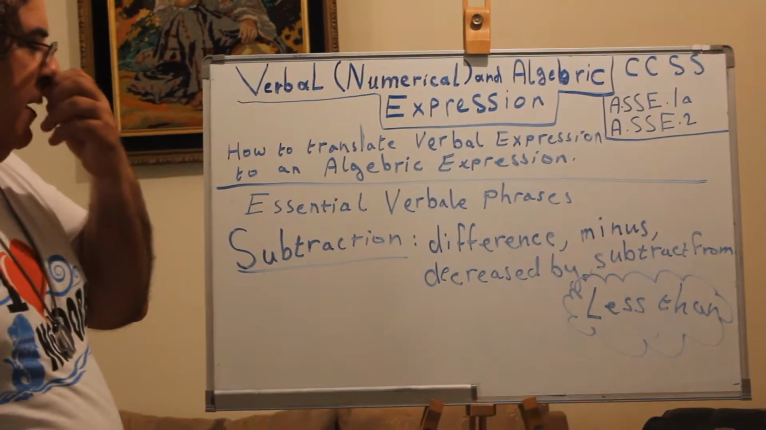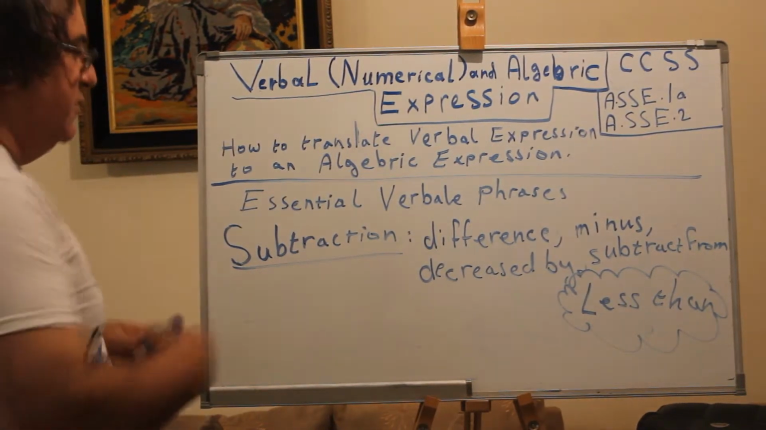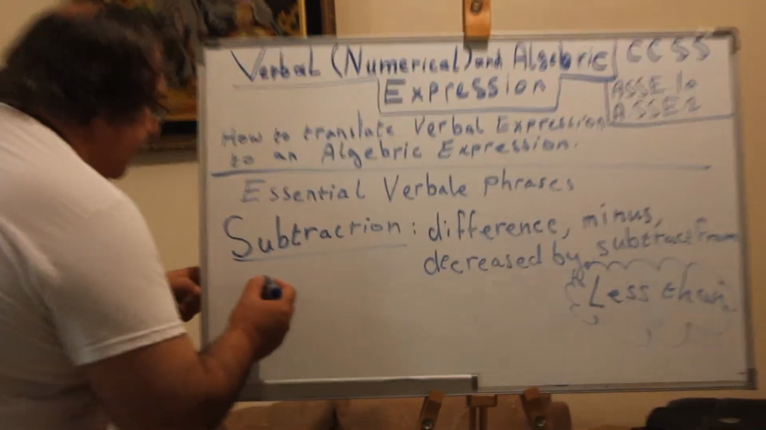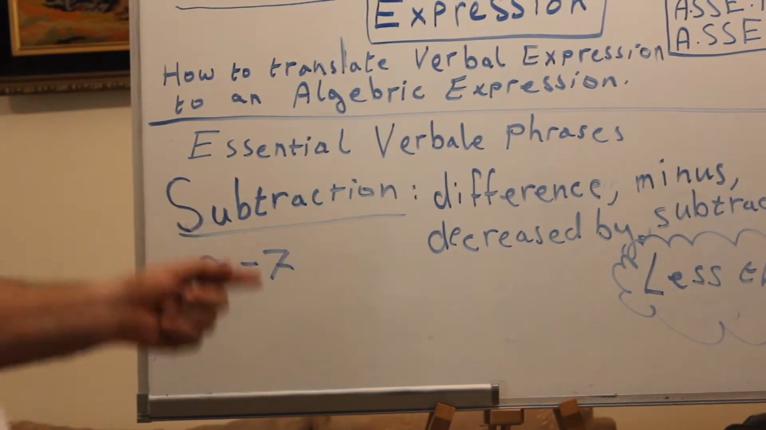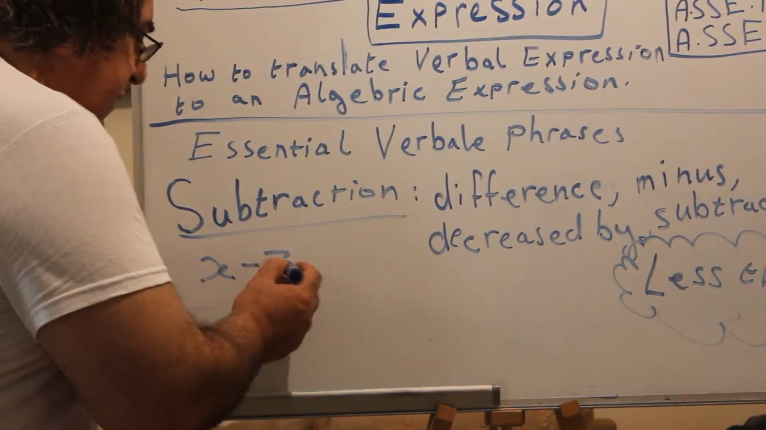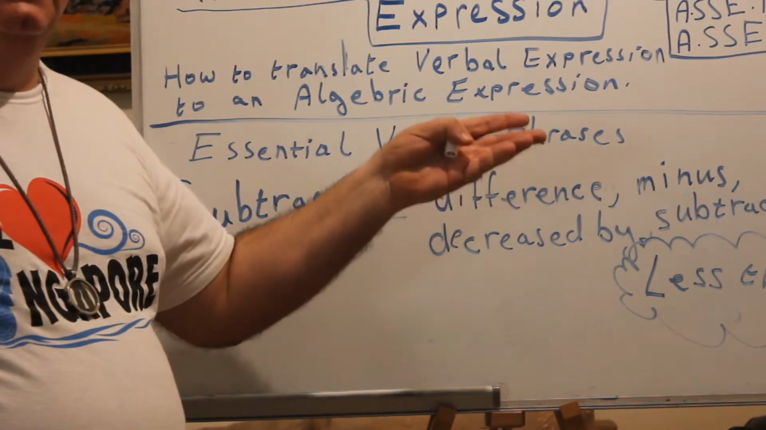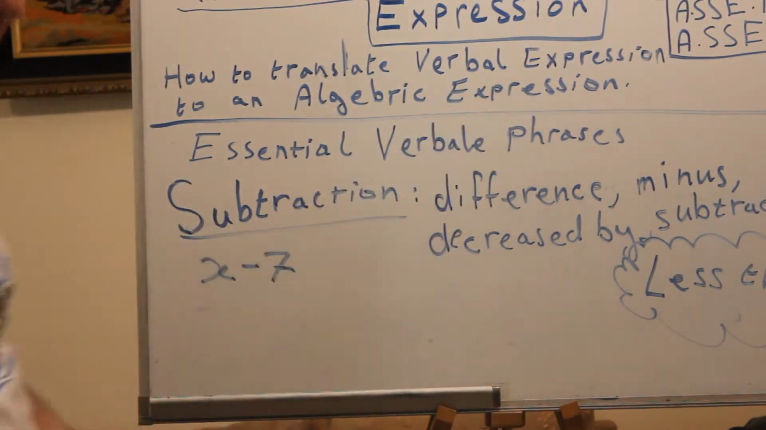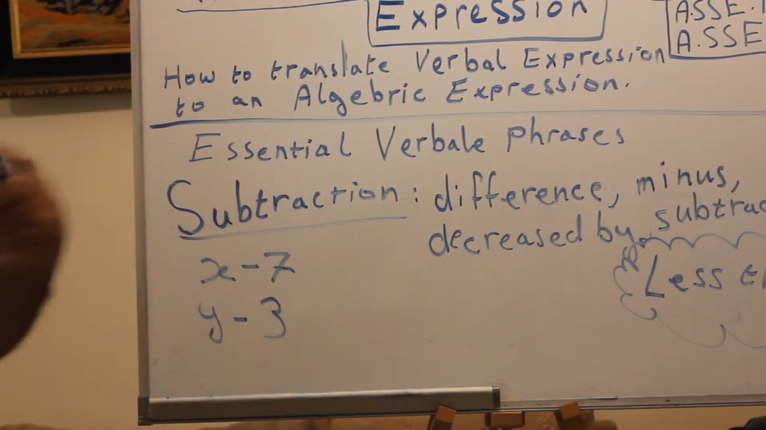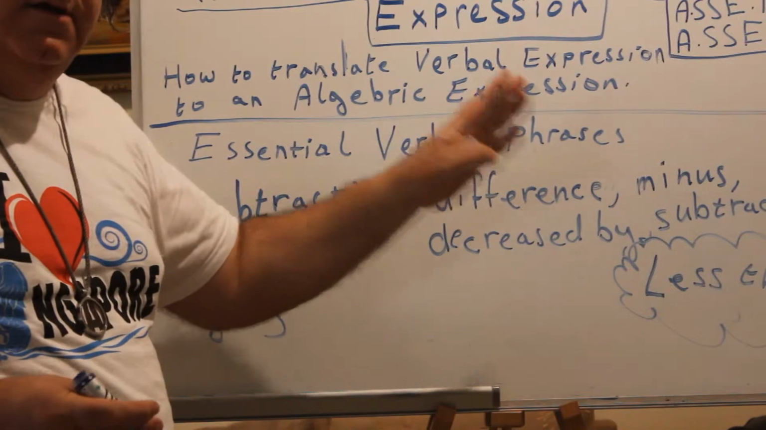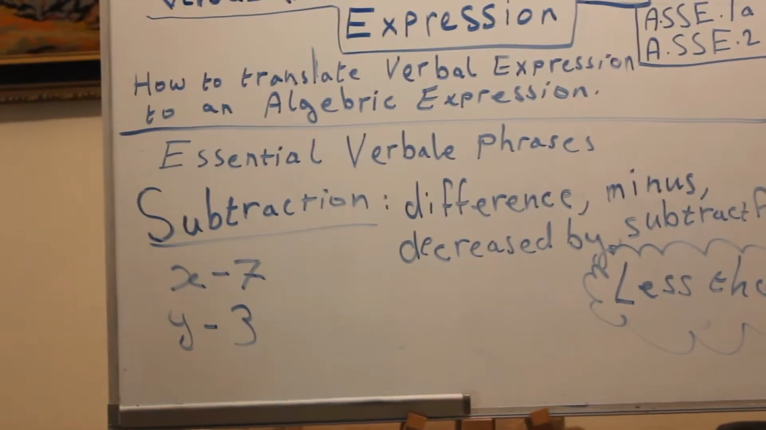So suppose he will ask you what's the difference between a number and 7. So what is the difference between a number and 7? So number minus 7. This is my number minus 7. A number decreased by 3. So a number, let's say y, decreased by 3.